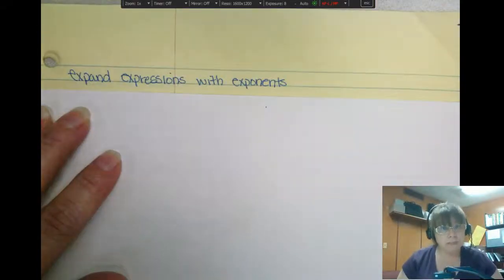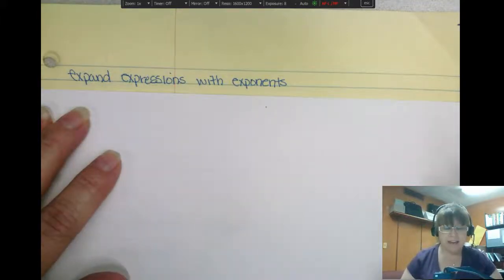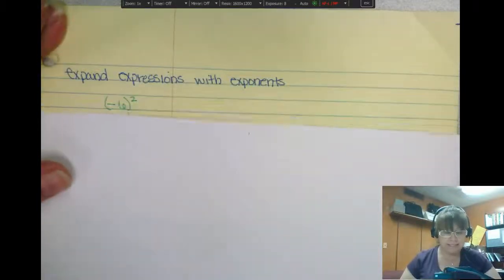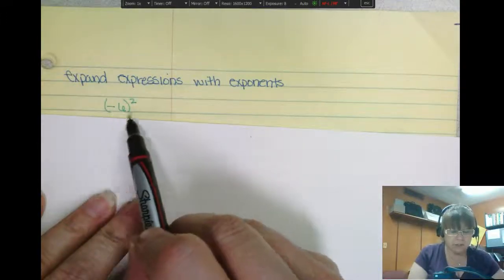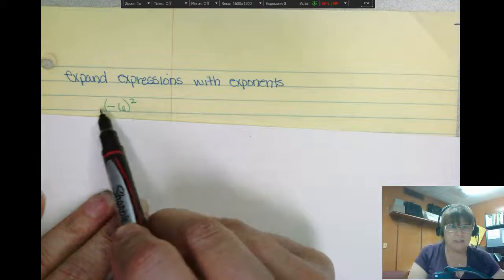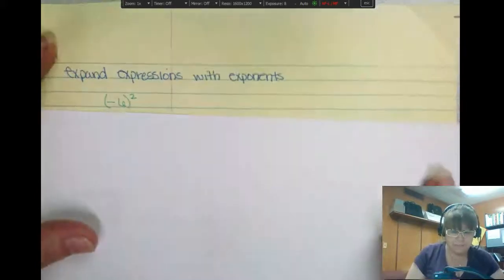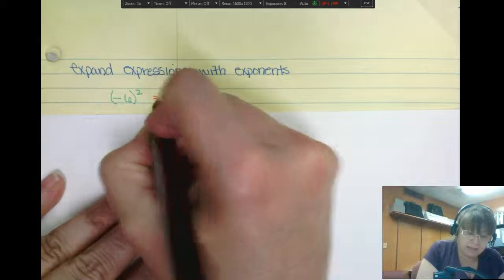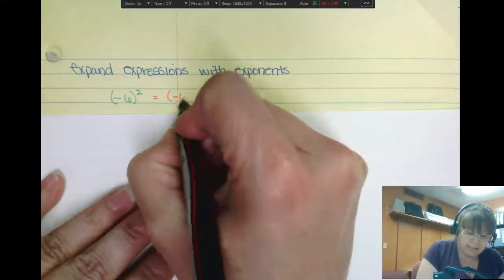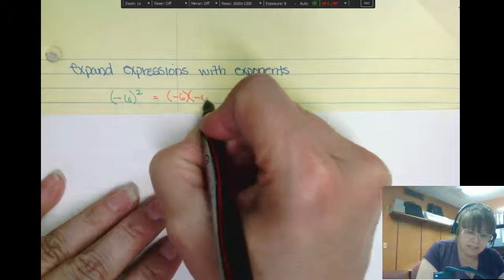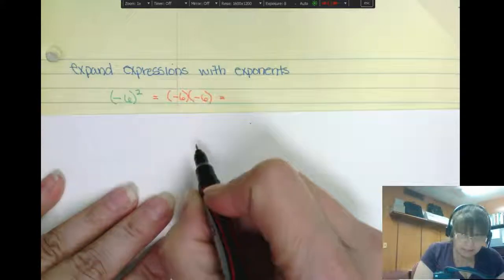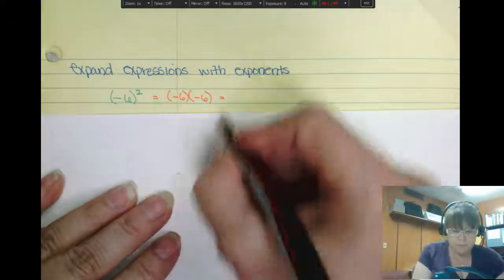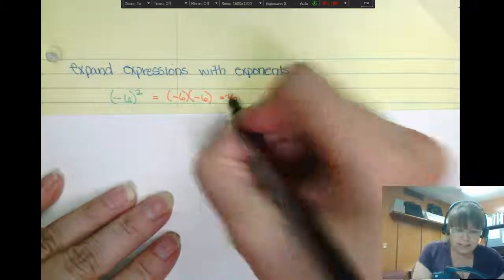When we expand expressions, when we have exponents, we have to be careful about where the parenthesis is. Let's take an example. The negative 6 is in parentheses, so the squaring happens to the whole entire negative 6. So I'm going to expand this problem as negative 6 times negative 6. I have 2 negatives. My result will be positive because it's an even number of negative numbers. So my solution is 36.